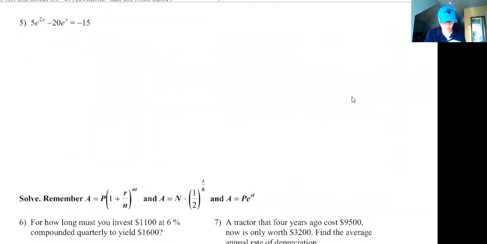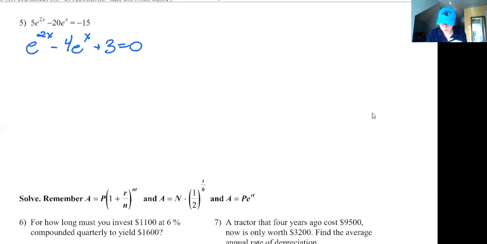Okay, I've got number 5. Now you've seen this problem before. This was an exact homework problem, okay? Exact. I'm going to divide everything through here by 5. So that's going to be e to the 2x minus 4e to the x. I'm going to bring the 15 over, divide that by 5. That's plus 3 is equal to 0. I think this was what the problem was in your book.